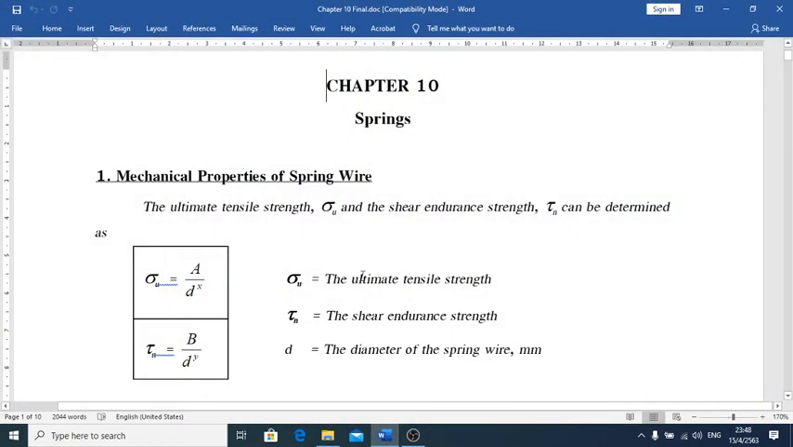Okay, let's go for chapter 10, about springs. In this chapter, we have four types of springs. Number one, the coil spring, or compression coil springs. Second, we have tension springs. Third, we have a twisting spring. And fourth, we have leaf springs typically. So let's go through them one by one.